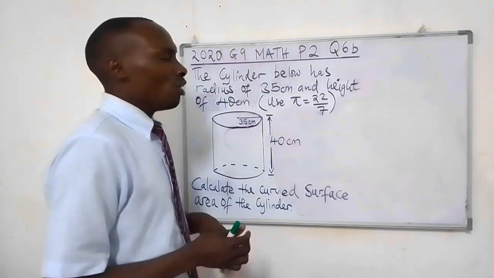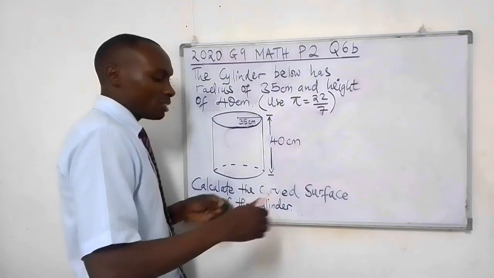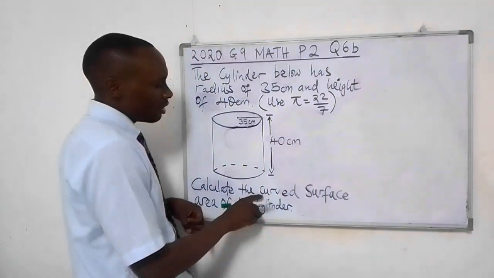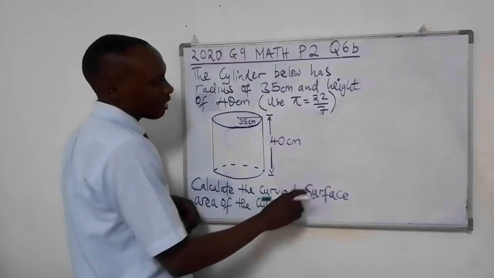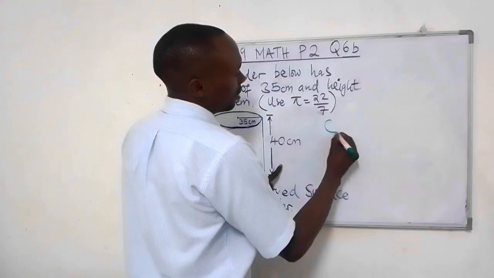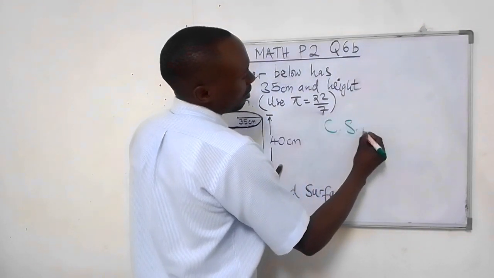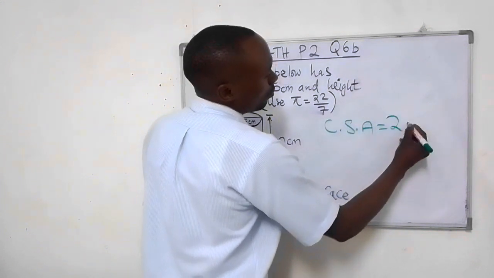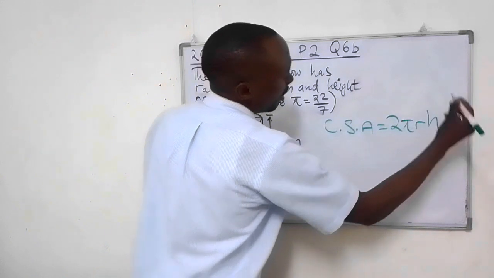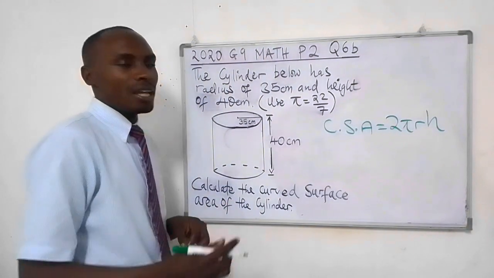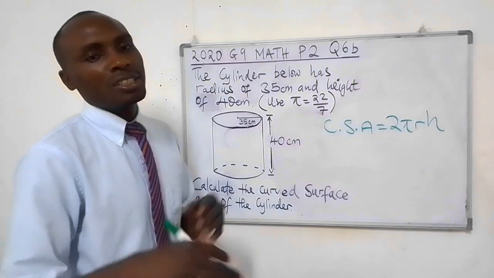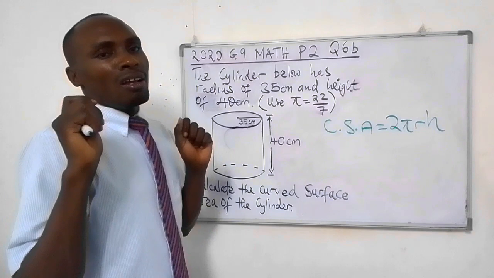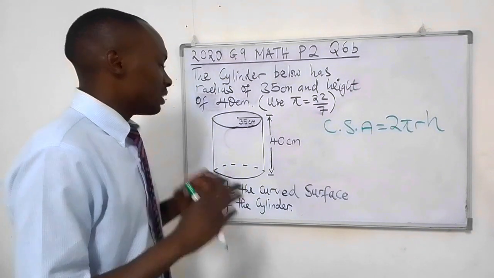Now the formula for calculating the curved surface area of a cylinder is given by, I'll use CSA to denote curved surface area. So CSA is equal to 2 pi RH. That is the formula that we use when it comes to calculating the curved surface area of a cylinder.